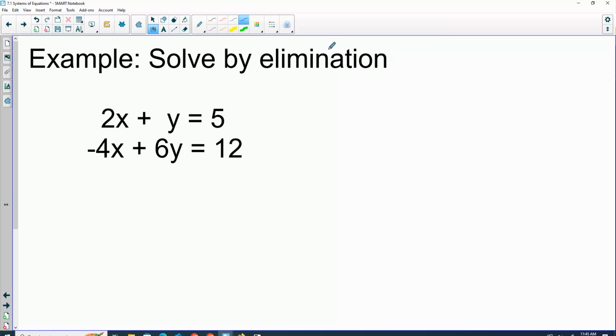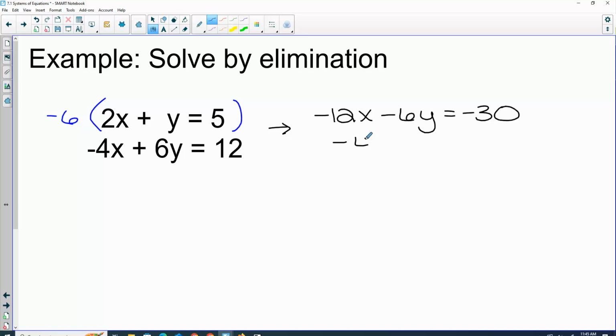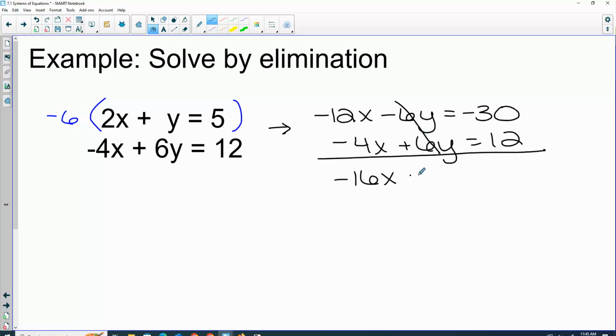Do you want to cancel x or y? Okay, so if I want to cancel y, what would I have to multiply the first equation by? If you had chosen to cancel x, what would you multiply by? Probably just positive 2, because you already had the negative 1. Okay. So we get negative 12x and 6y equals negative 30. Negative 4x plus 6y equals 12. When we add negative 12 plus negative 4 is negative 16x. The y's cancel.